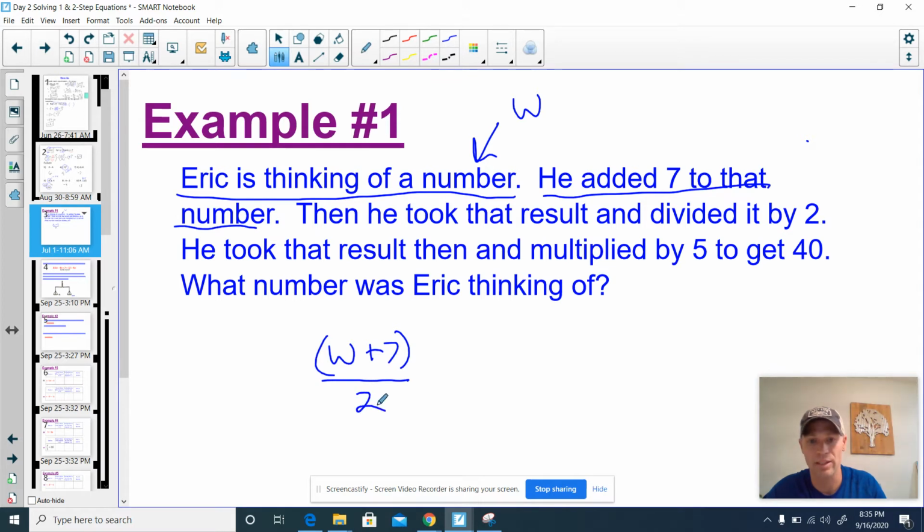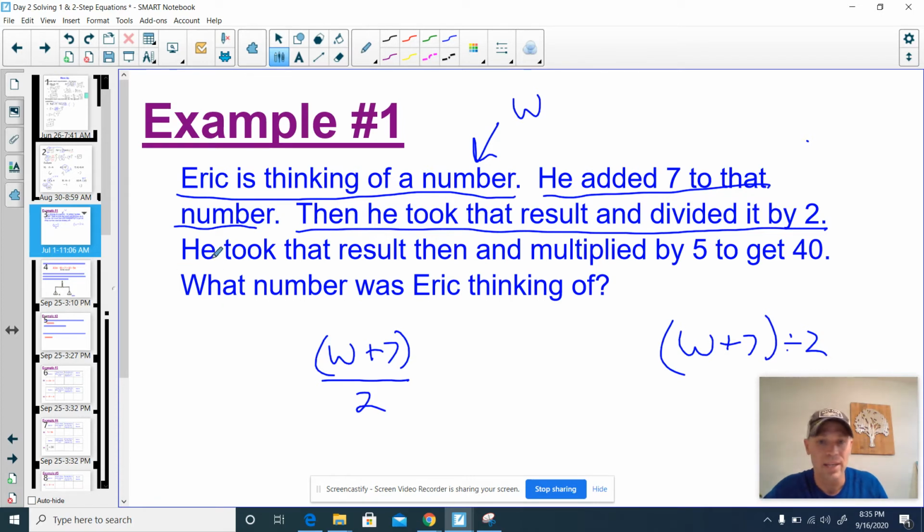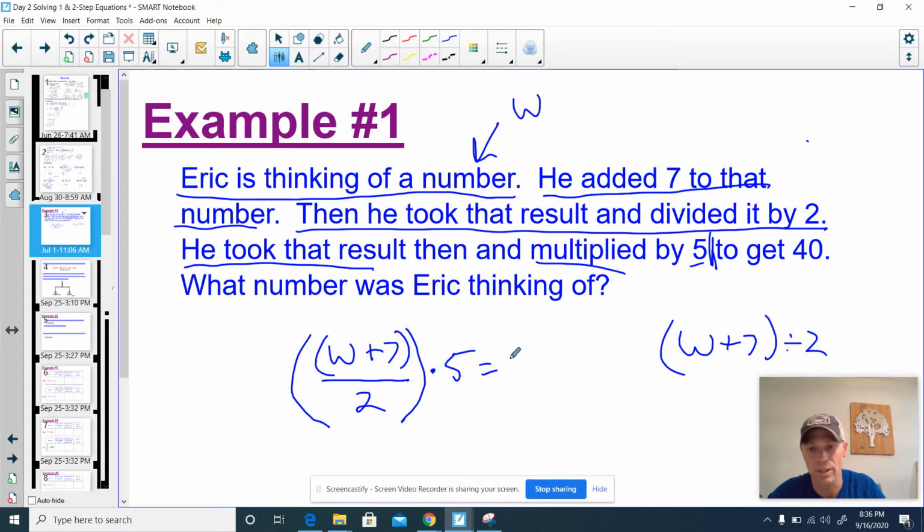So I can do that several ways. I can take W plus 7 divided by 2 like that, or I can take W plus 7 in parentheses and say then divided by 2. I can work both those scenarios. So we've got that sentence taken care of. He then took that result and multiplied it by 5, and he got 40. So I'm going to split this up right there and say he took the result, so basically this part, and he multiplied by 5. Well, what does that look like? That means I have to take this whole thing and multiply it by 5. And when I was done, I got 40.